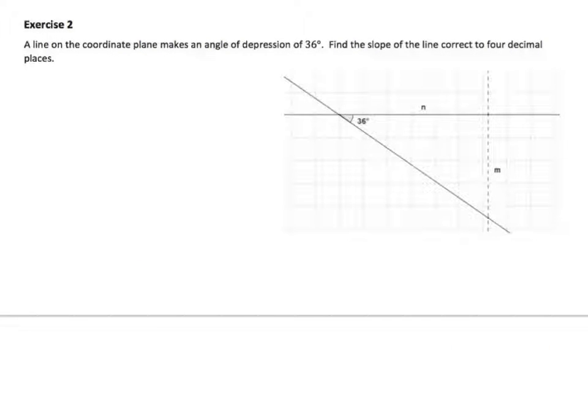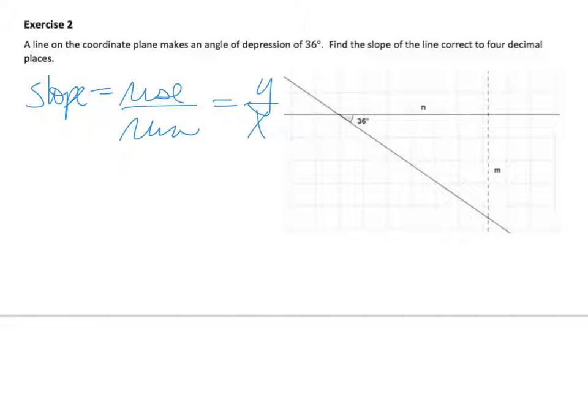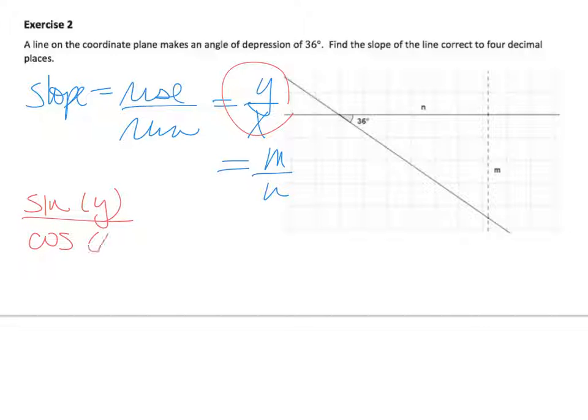Exercise 2, a little bit different. A line on a coordinate plane makes an angle of depression of 36 degrees. Find the slope of the line correct to 4 decimal places. Remember, slope is rise over run, or your value of y over x, or in this case, m over n. Also, if we go back to here, slope is y over x. We can also say that slope is sine, which is your y value, over cosine, which is your x value. We're all talking about slope here. Or slope is just plain old tangent, right?